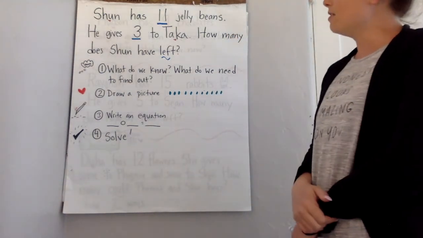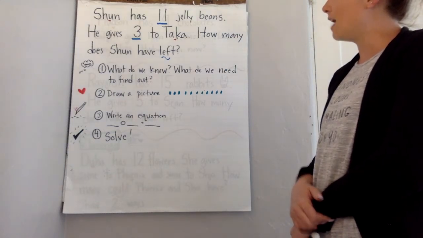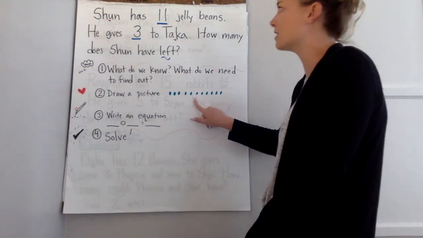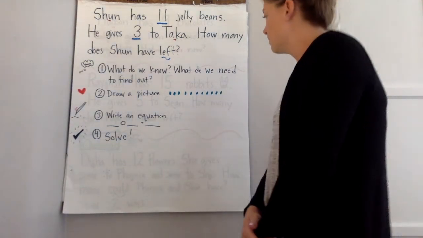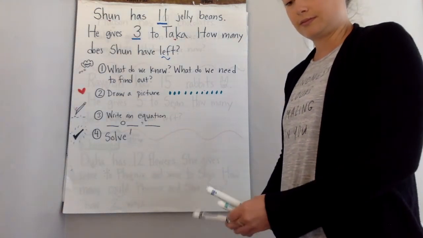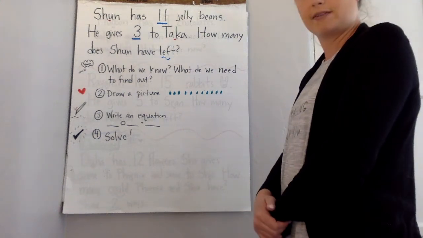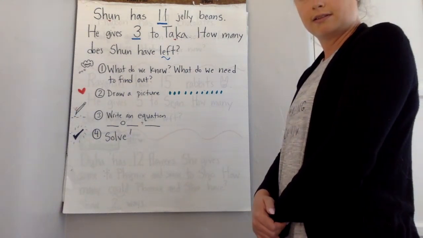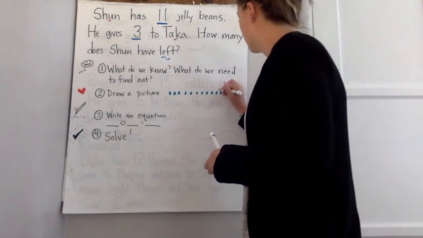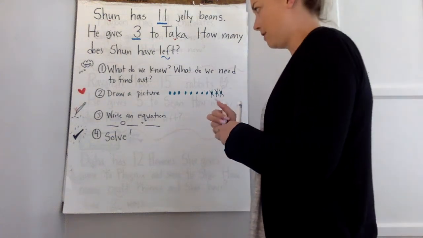Okay, friends, do you remember when we do these types of problems, how do we show, I have 11, how can we show that he's giving 3 to Taka? How can I show that with my picture? X amount, right? How many are we going to X out? How many does he give to Taka? He gives Taka 3, right? So we're going to X out 3. Ready? 1, 2, 3. There's my picture.